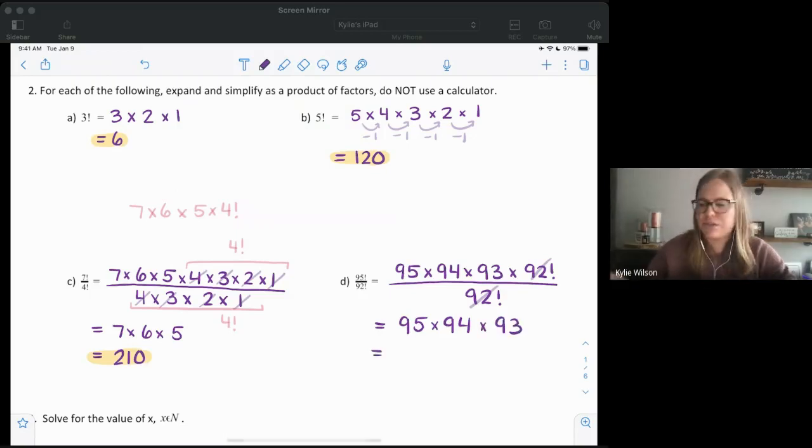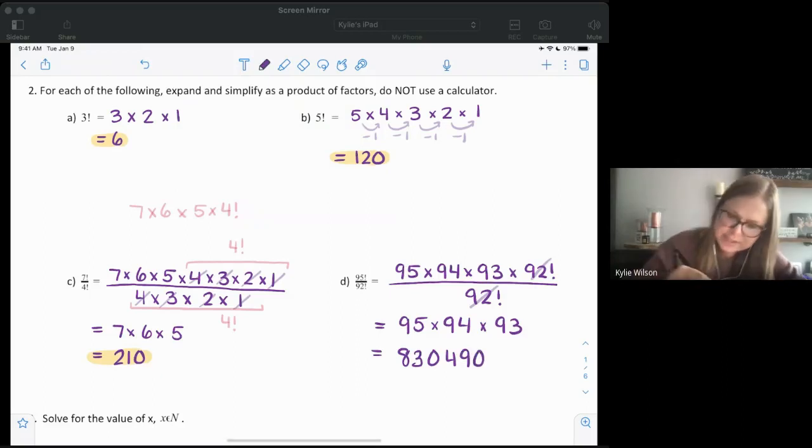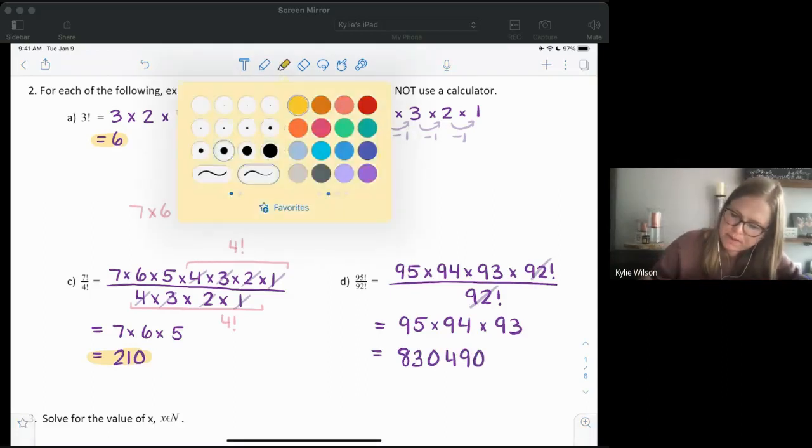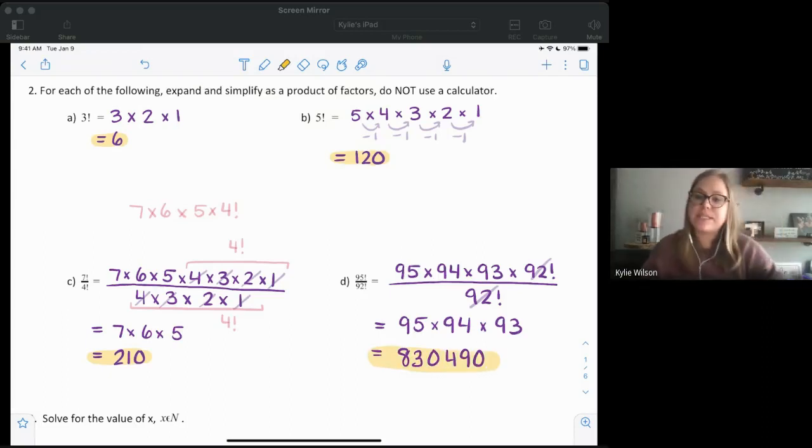And we'll use our calculator to do this multiplication, which is, excuse me, 830,490, just like that. Now you can see why this is important. Because in my calculator, if I just try to type 95 factorial, I get a math error. That number's too big for my calculator. So is 92 factorial. So in order to work with these numbers, I have to simplify them like this. I have to cancel things, or else I actually can't figure it out with my calculator.